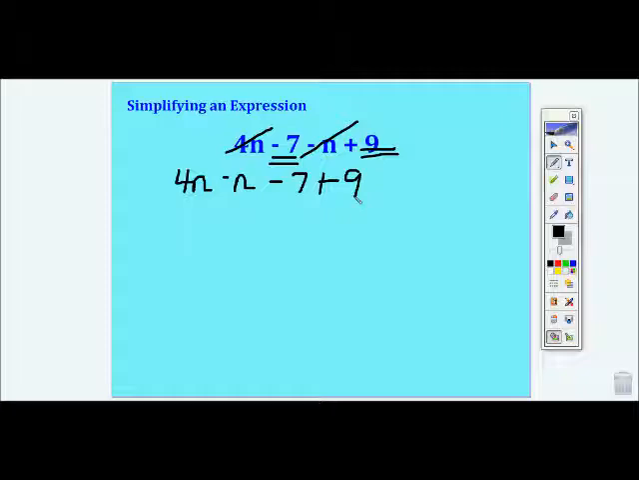Now to simplify, I can combine those terms. I had 4 n's and I subtracted 1 n, so I end up with 3 n's. Remember, there's an implied 1 there. I have negative 7. I'm going to add or combine that to a positive 9. In that case, I end up with a positive 2. Different signs, find the difference, give the sign of the larger. So this is my new simplified expression.